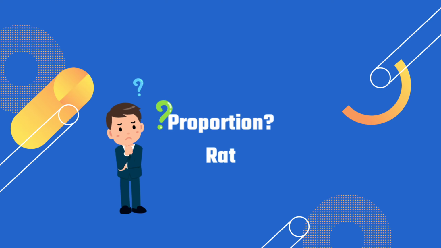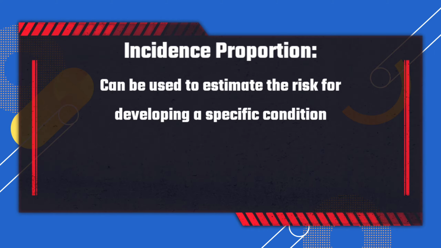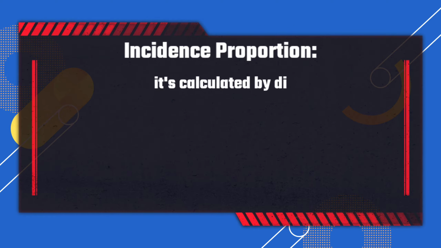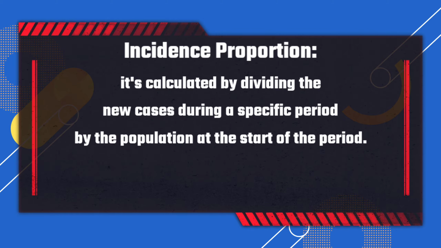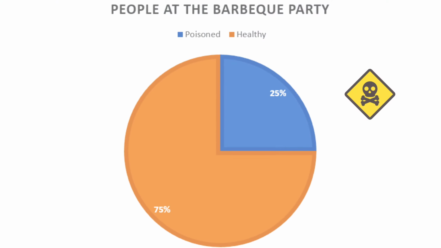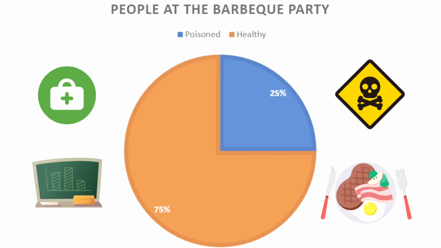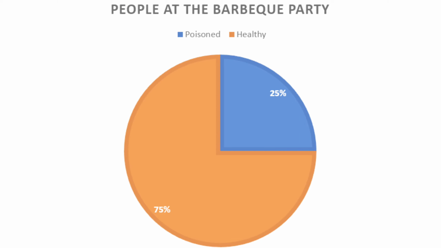Ano naman ang proportion and rate? Unahin natin ang proportion. An incidence proportion can be used to estimate the risk for developing a specific condition during a given time period. It's calculated by dividing the number of new cases during a specific period by the population at the start of the period. For example, let's say that 10 people became ill with food poisoning after eating undercooked chicken at a backyard barbecue. If 40 people attended the barbecue and ate the chicken, the risk of food poisoning would be 25%.